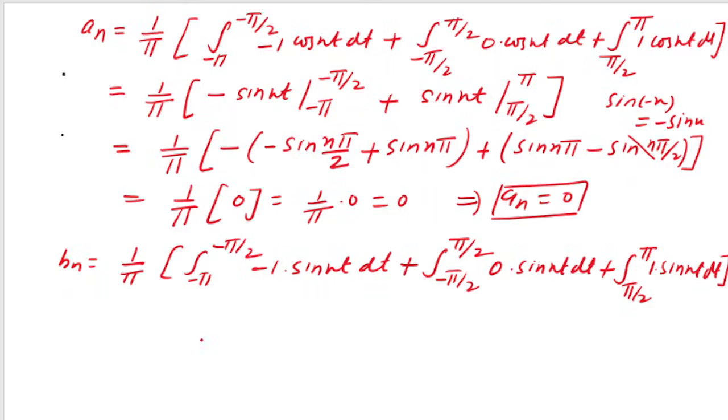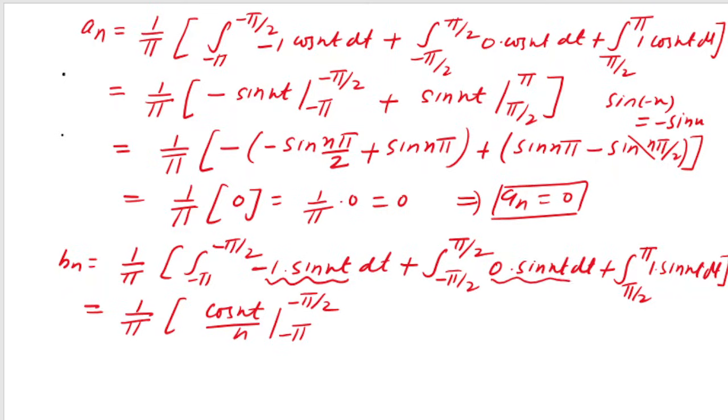So you need to be very careful, otherwise you make a mistake and everything will go down the drain. So here I have minus sine nt. So minus sine nt, if you integrate, integration of sine is minus cos, and we have already minus, so it will become cos nt by n, and limit is minus pi to minus pi by 2. This is 0, so no need to write, and here I will get minus cos nt by n, and limit of integration is pi by 2 to pi. So now let us do the limit substitution.